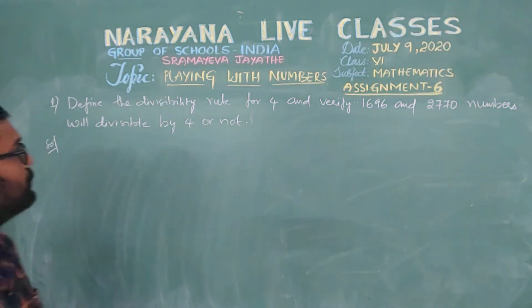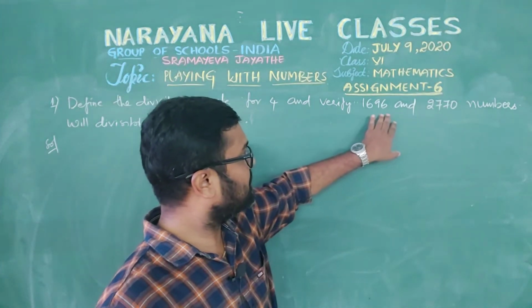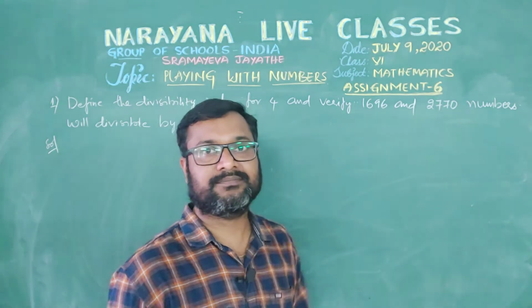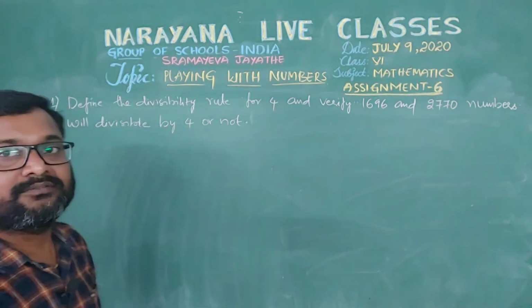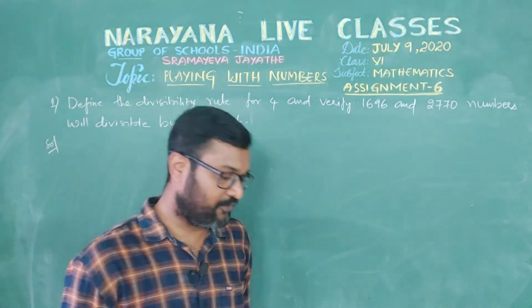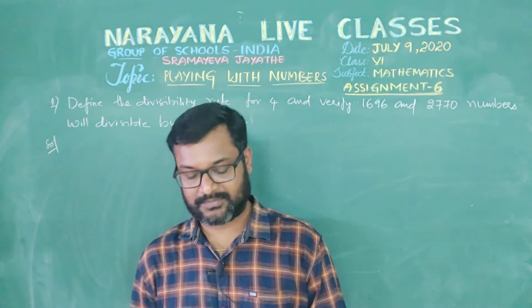Define the divisibility rule for 4 and verify 1696 and 2770 numbers will divisible by 4 or not. We need to verify. So before going to that, what is the divisibility rule of 4?